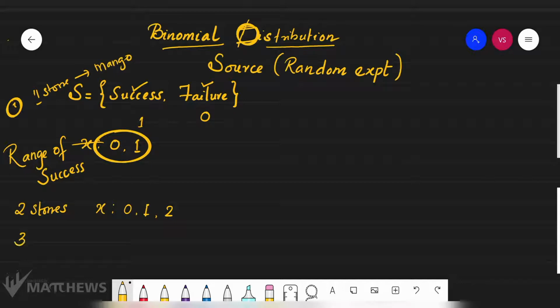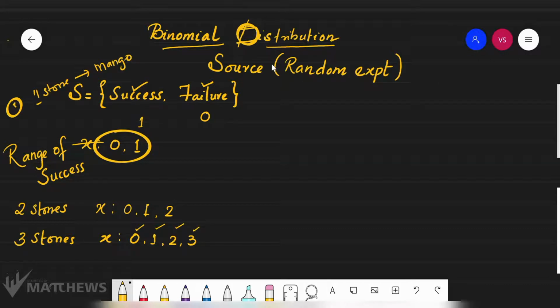What if we have 3 stones? What can be the range of success here? It can be 0, 1, 2, or 3. Is it right? Among the 3 stones, 0 indicates what? None of the stones might have hit. There are chances that all 3 stones may not hit. Maybe one stone may hit, or 2 stones may hit, or maybe all 3 stones may hit. So these are the chances, students.